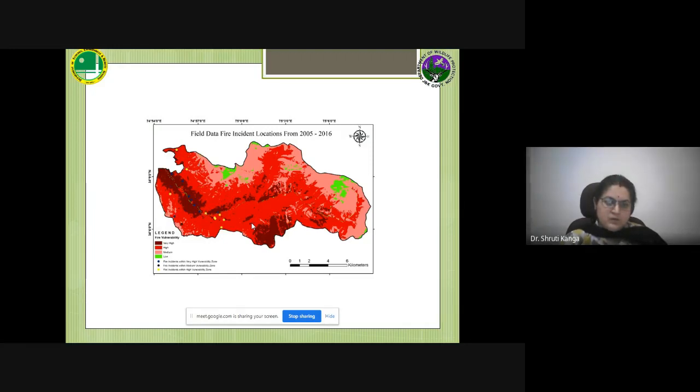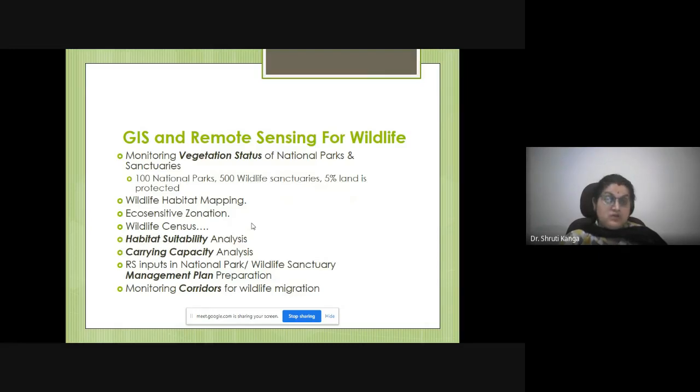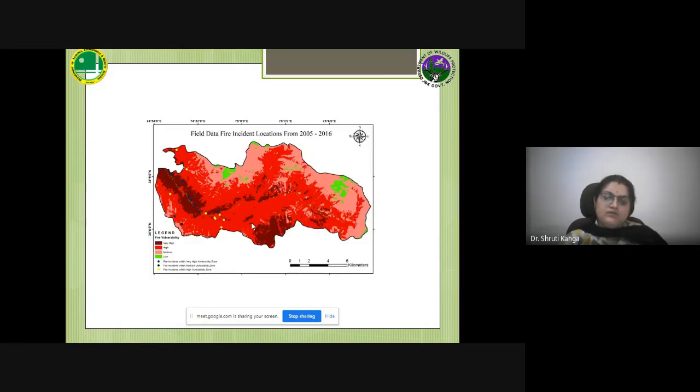Okay, so these are the different applications of these forest information systems. If we have the mapping done as per the hierarchy of fire risk, and the incidents plotted over there, wherever the fire incidents have taken place, we can quantify them and go for further planning for controlling the fires in those areas. Clear?